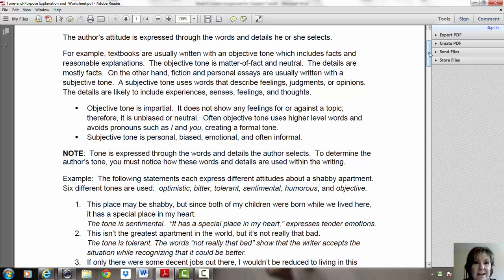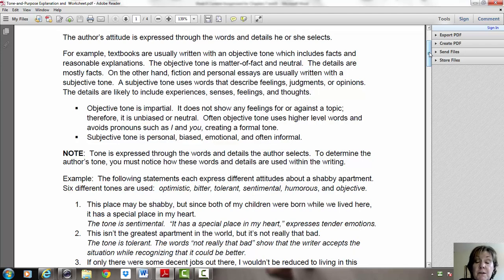On the other hand, fiction and personal essays are usually written with a subjective tone. And a subjective tone is more of an emotional tone. It uses words that describe feelings, judgments, opinions, and these are likely to include experiences, senses, feelings, and thoughts. So there's a big difference between an objective tone, which most textbooks use, and a subjective tone, which is more of an emotional tone or individual thoughts and feelings.